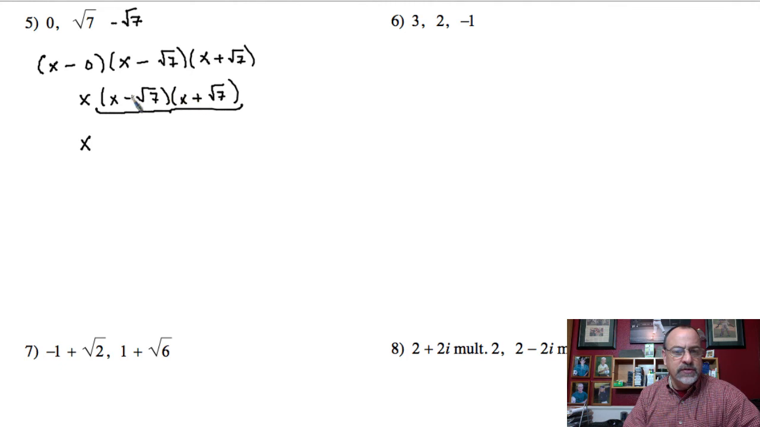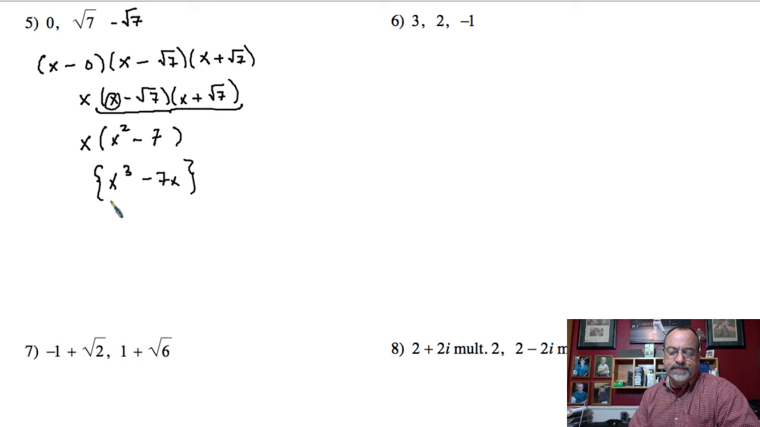So I'm going to distribute, but again I'm going to take the shortcut here. I know that this is going to be a difference of 2 squares, so I know it's going to be a minus sign. So I simply square this, x squared, and then I square the square root of 7, which is simply 7, and there's my answer. Now I can distribute this, so that's going to be x cubed minus 7x. This would again be the polynomial given those zeros.